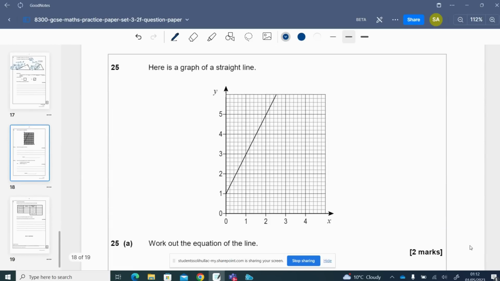So question number 25, here is a graph of a straight line. Work out the equation of the line. Now the equation of the line is y equals mx plus c. m is the gradient or slope, and c is the intercept.